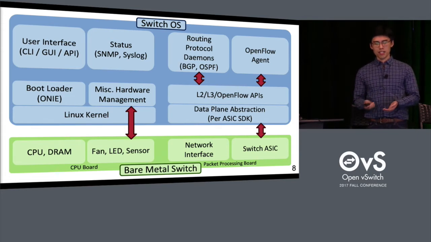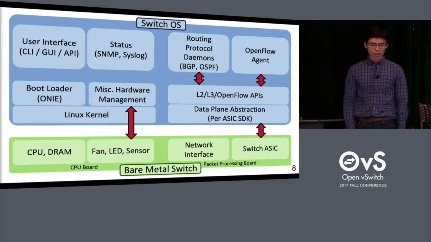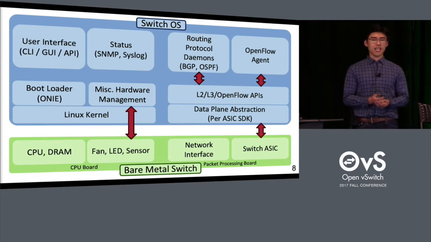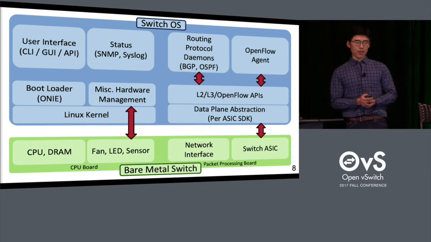You need some miscellaneous hardware management, and this is all part of the Linux kernel. So this is how a Switch OS looks like, and as you can see, it is very complex with various different functions, and it's highly customizable. And let's see how complex it is.